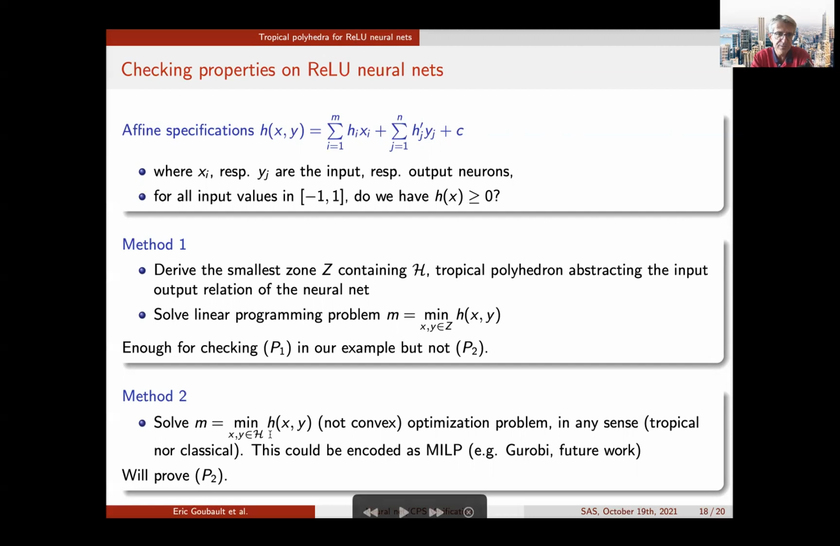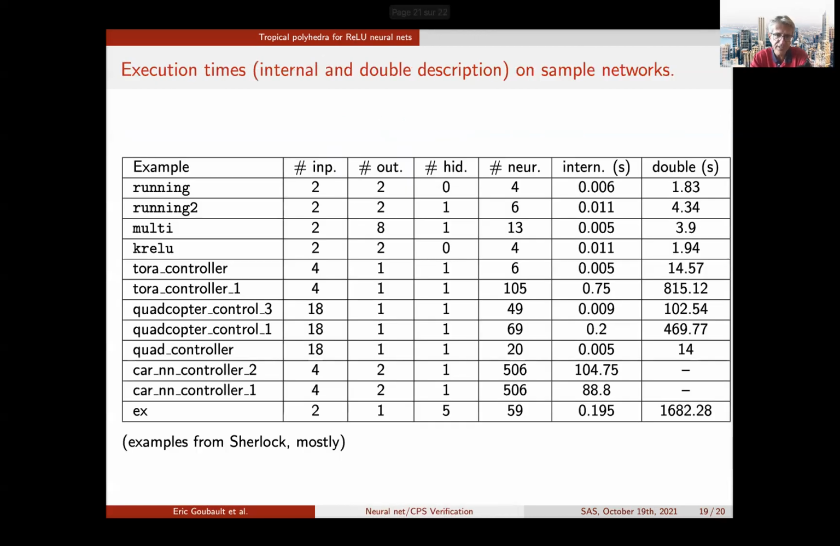The second method is to actually use a non-convex optimization problem encoded as a mixed integer linear programming and solve it with specific tools like Gurobi, for instance. Finally, in the paper, we discuss the curse of dimensionality problems. Of course, with the double description method, we're going to blow up as with the classical convex polyhedra with more than 100 or 500 neurons. It's going to cost a lot of time, whereas any of the internal, as here, or external representations we can propagate is going to be quite fast.